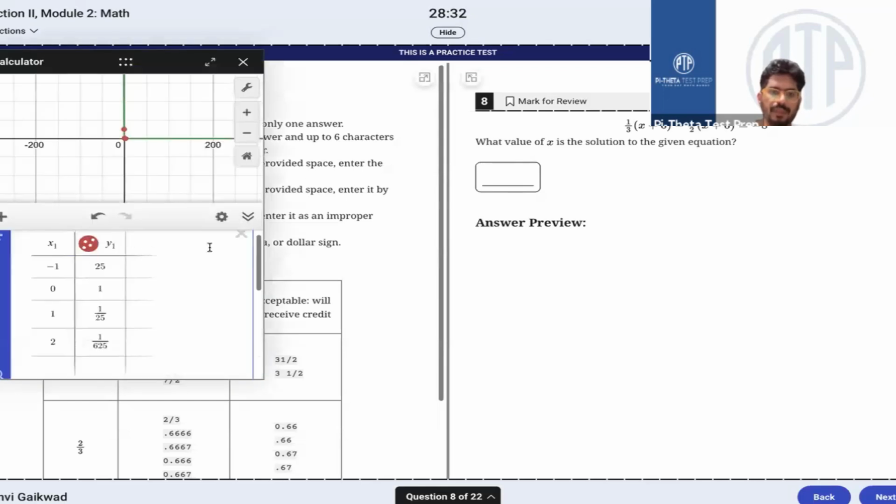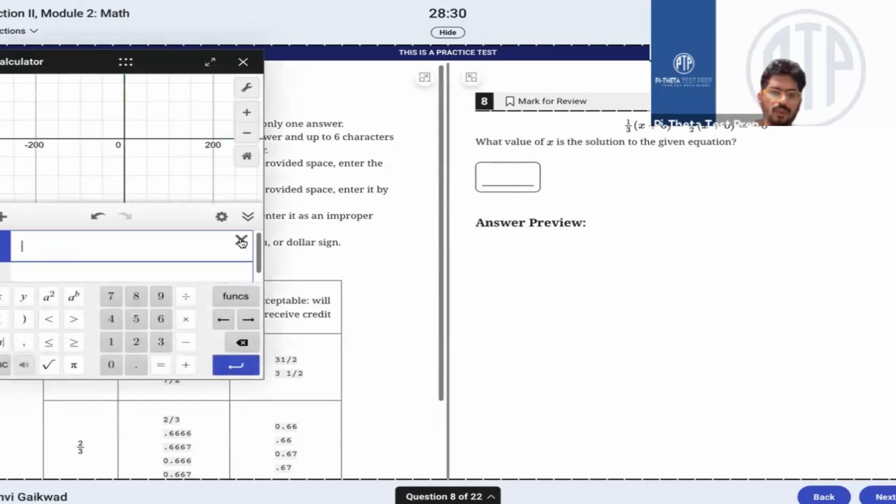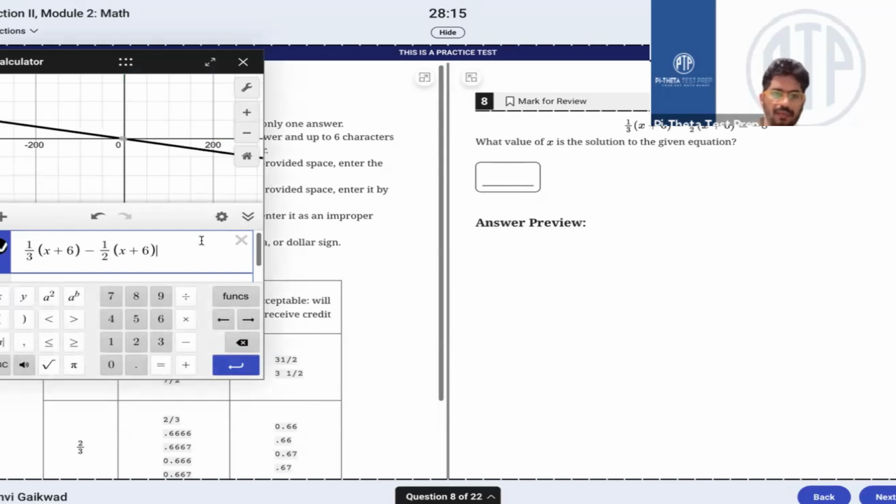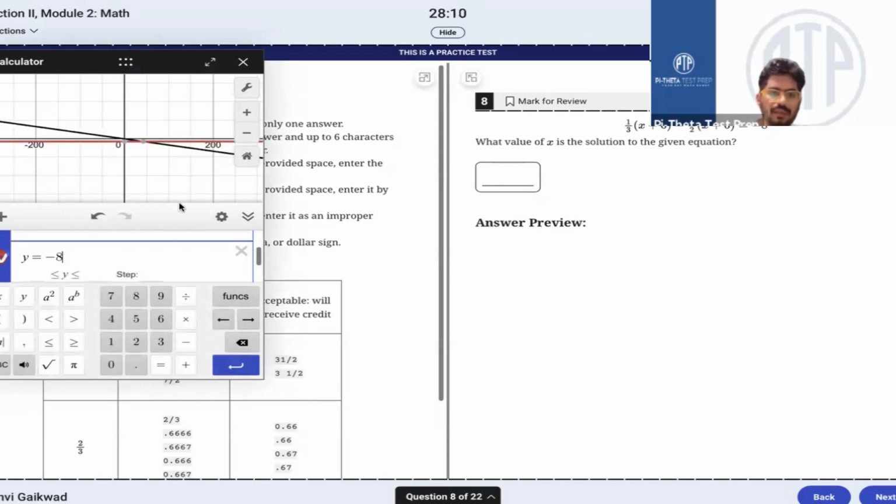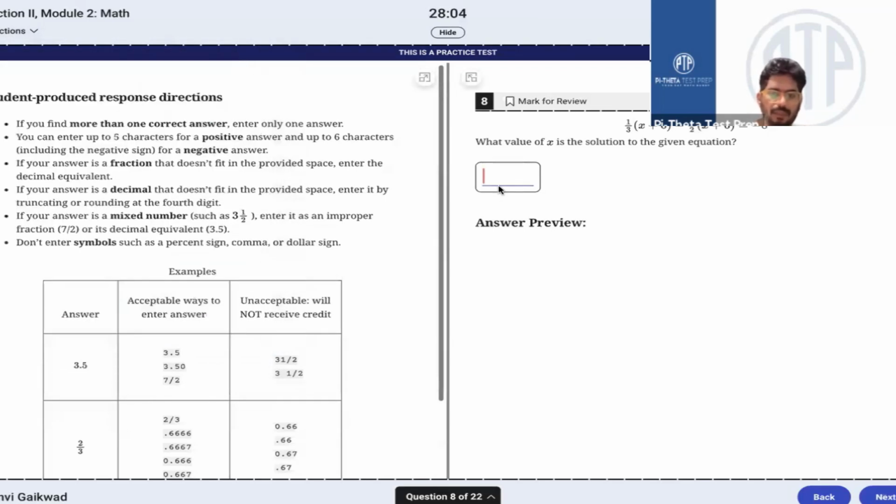Don't try to waste your time solving it manually. You can just go to 1 by 3 x plus 6, and 1 by 2 x plus 6. And we can just go to y equal to negative 8 here. See the point of intersection here. That is nothing but 42. As simple as that. We can just type here 42.